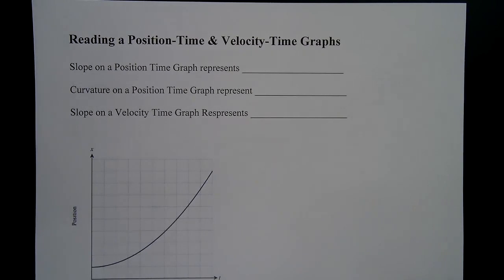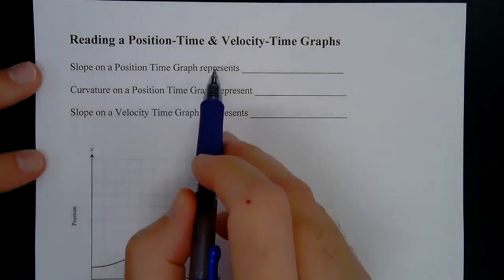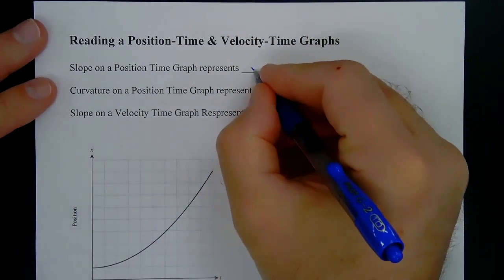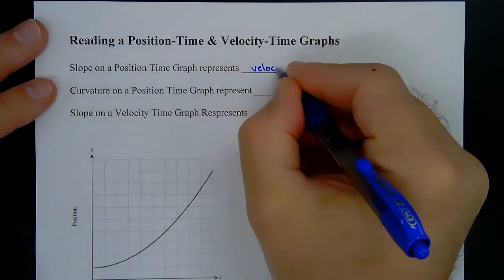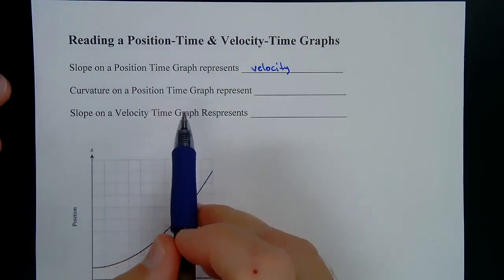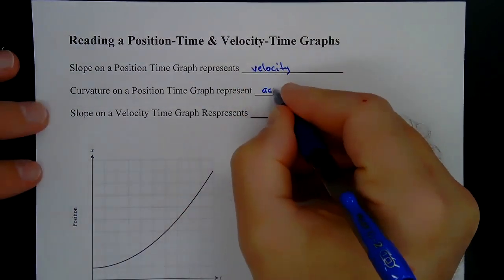Today we're going to talk about position and velocity time graphs and how to read them to determine the different motions of objects. The very first thing: the slope on a position time graph represents the velocity. The curvature on a position time graph would represent the acceleration. So is it curving up or curving down? That will represent how much acceleration there is. So that's acceleration.